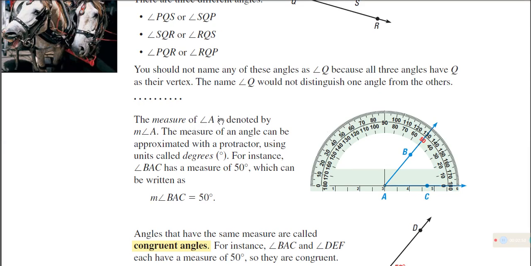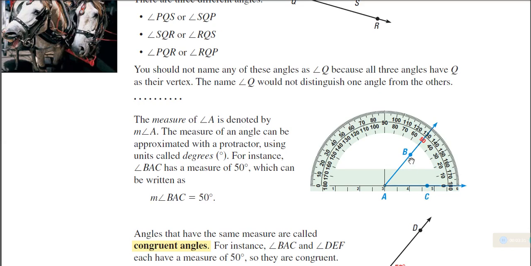And so the angle A is denoted by this symbol. So meron tayong M that stands for measure. Tapos yung symbol ng angle, para siyang mukha siyang acute na angle. And then, we have A. So, kahit na obtuse yung angle mo, you will never change the symbol for an angle. So, the measure of an angle can be approximated with a protractor using units called degrees.